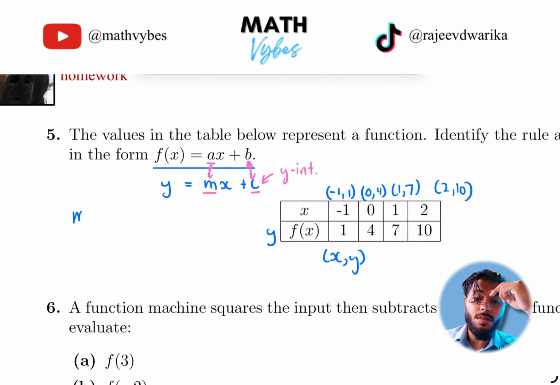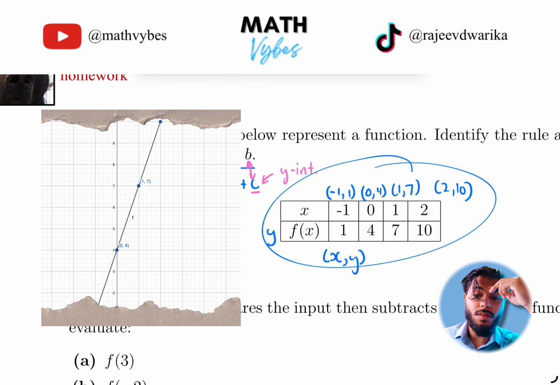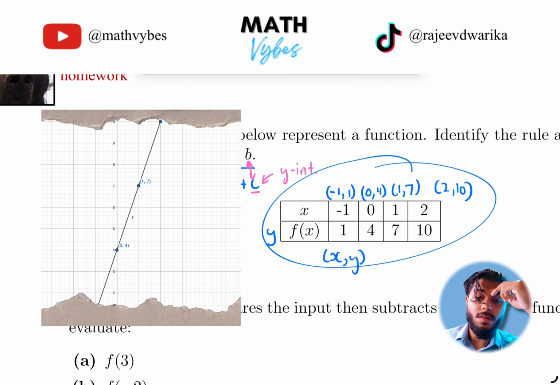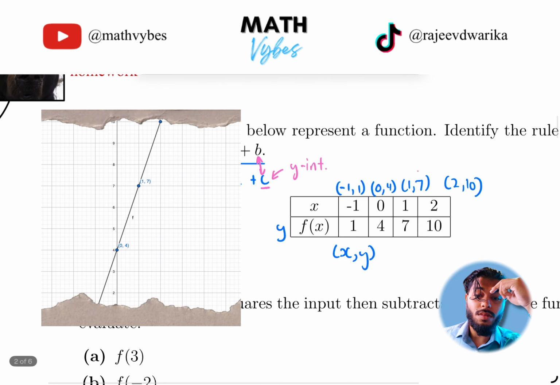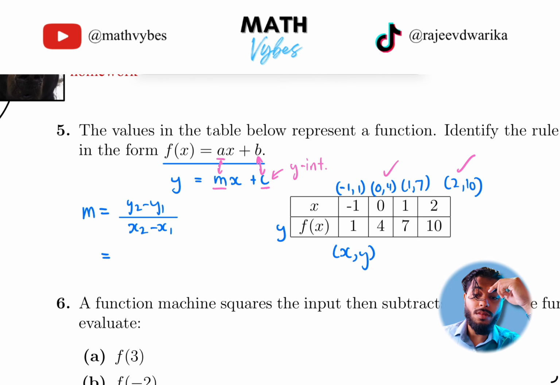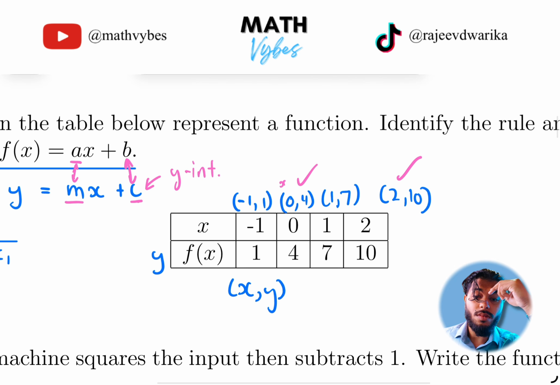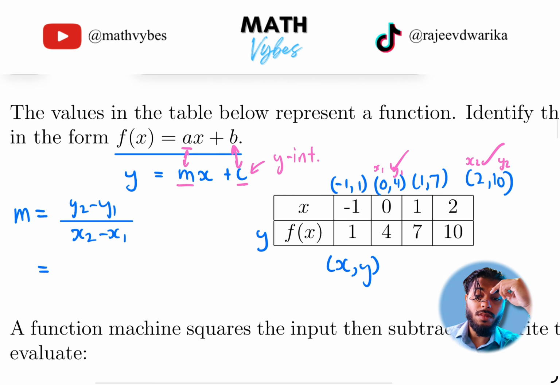Now for me to find the gradient, remember gradient is just the change in y over the change in x. So that's y2 minus y1 all over x2 minus x1. So for me to find the gradient, I could select any 2 points over here, right? Because these points will form a line if I graph it out. So I'm going to pick 2 easy points. I could pick 0, 4 and 2, 10. Let's just call this x1, y1. The order in which you pick this does not matter. You could have called this x2, y2, and you could have called this x1, y1. It does not matter. You'll get the same answer.